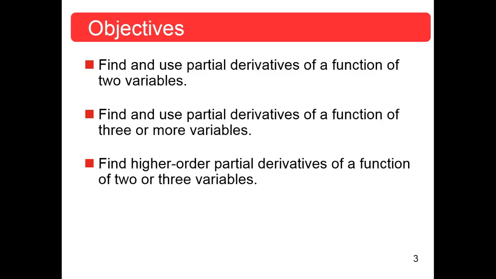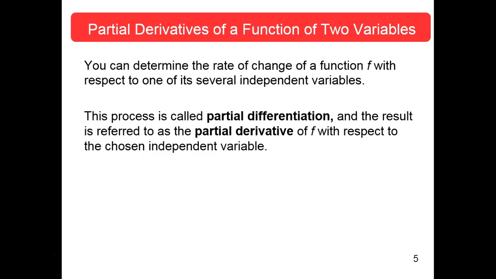Our objectives here are to find and use partial derivatives of a function of two variables, find and use partial derivatives of a function of three or more variables, and then find higher order partial derivatives of a function of two or three variables. So what do we mean by partial derivatives of a function of two variables? You can determine the rate of change of a function f with respect to one of several of its independent variables.